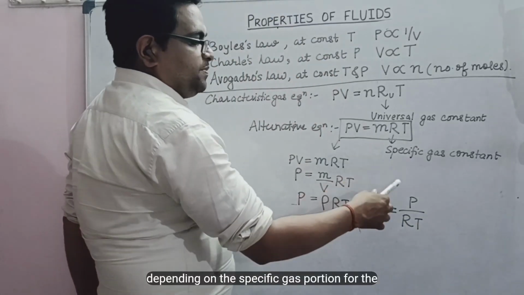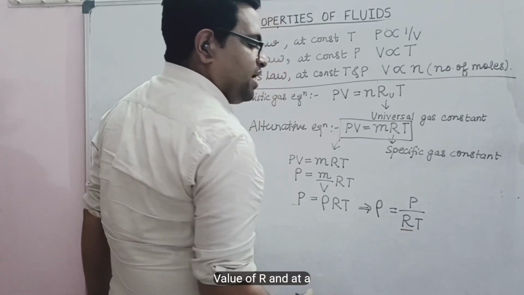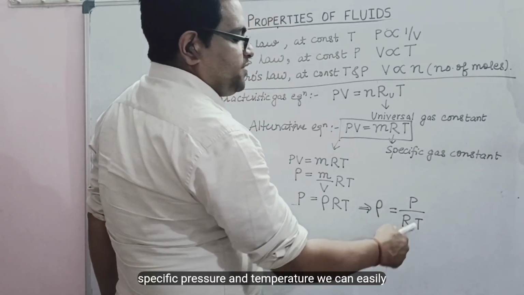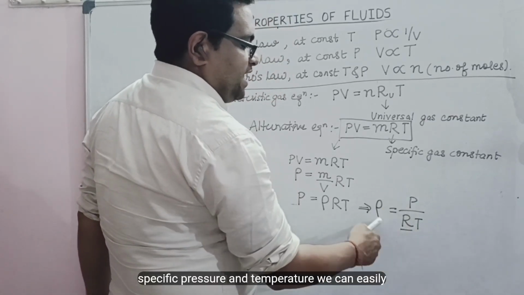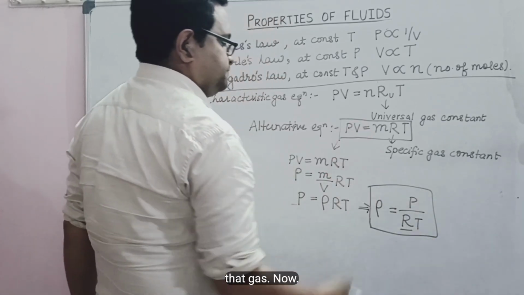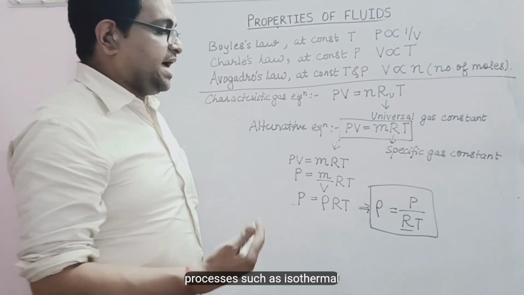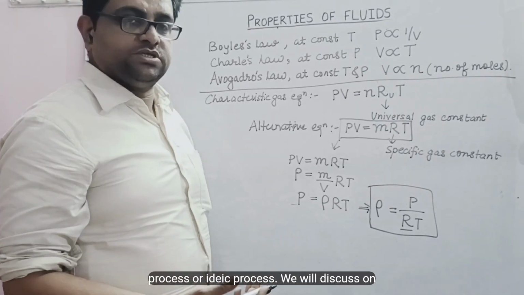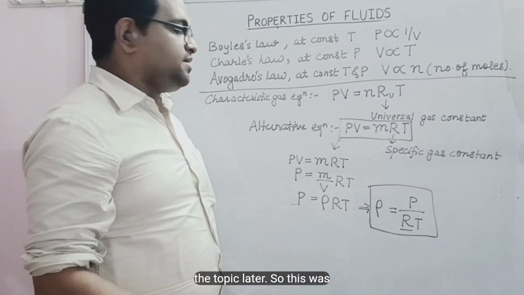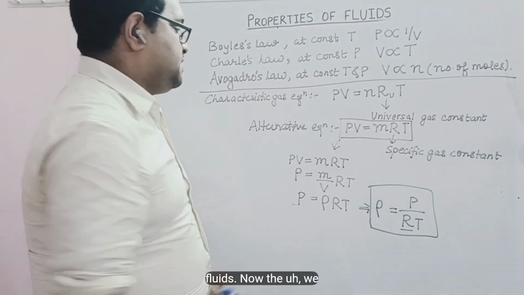Now depending on the specific gas constant for the particular gas, we will have a particular value of R, and at a specific pressure and temperature we can easily calculate the value of density for that gas. Now it also depends on the various processes such as isothermal process or adiabatic process. We will discuss that topic later. So this was about the density of fluids.